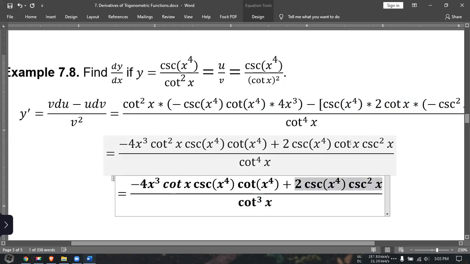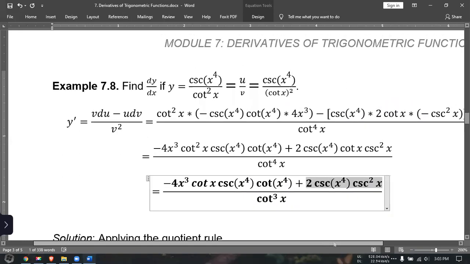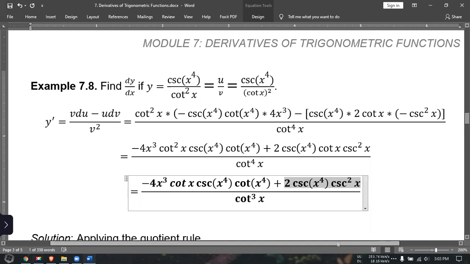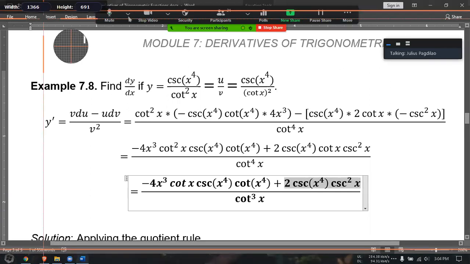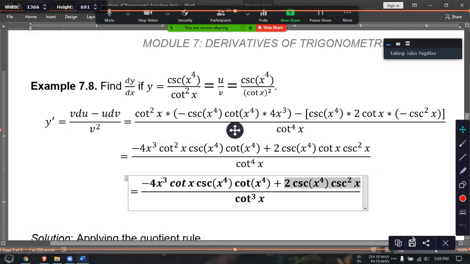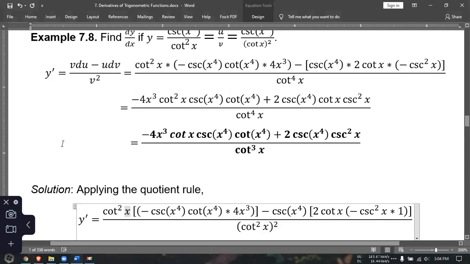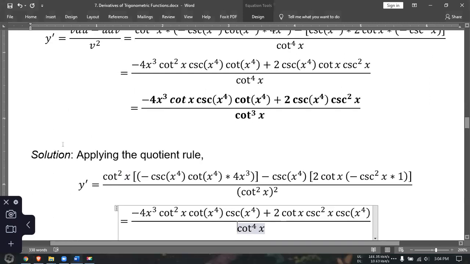Okay. Any other question? Thank you, po. Any other question? Nothing. We can proceed to our next example. Example number 9.